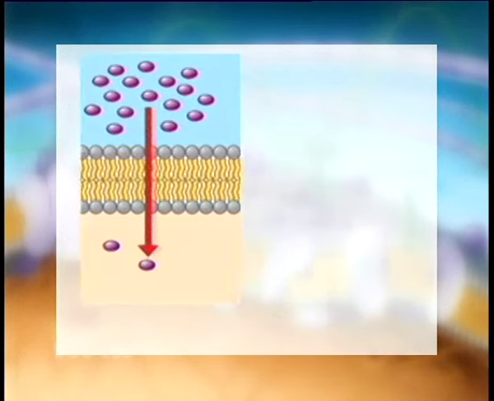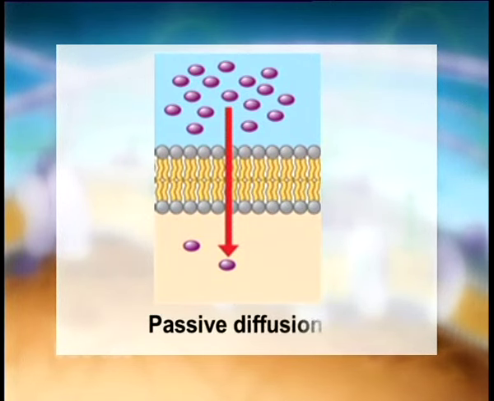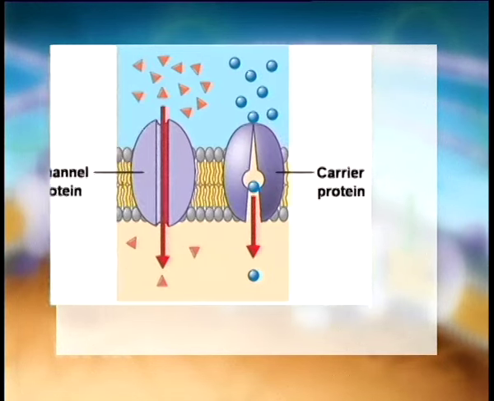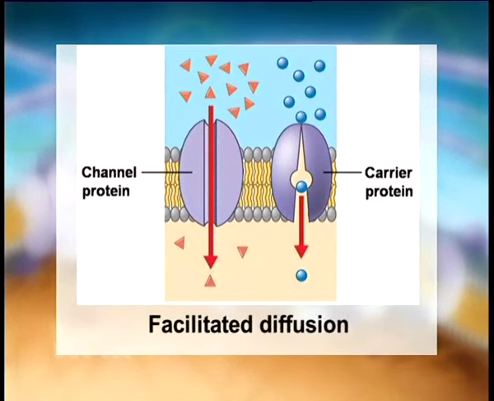Passive transport is the diffusion across the membrane down the concentration gradient. In facilitated diffusion, a specific carrier protein helps the molecule to move across the membrane.